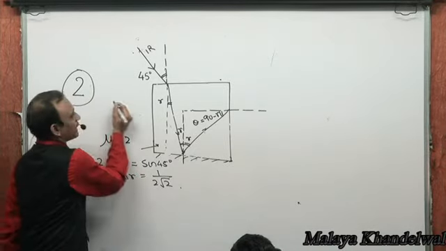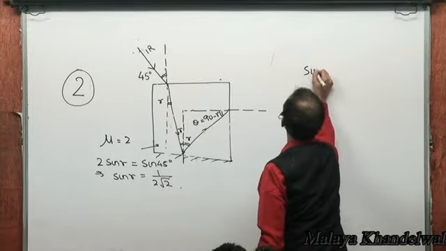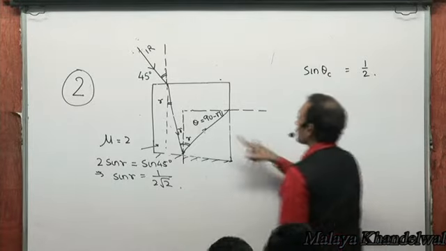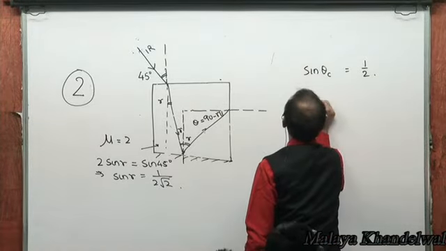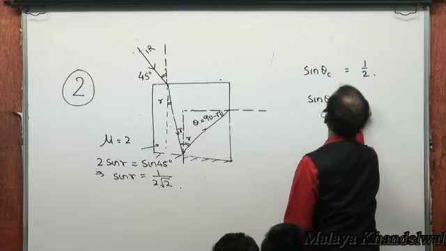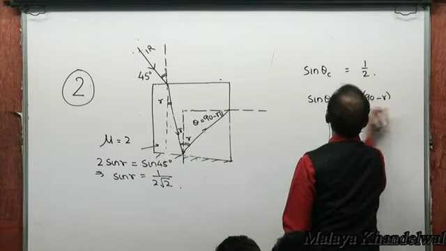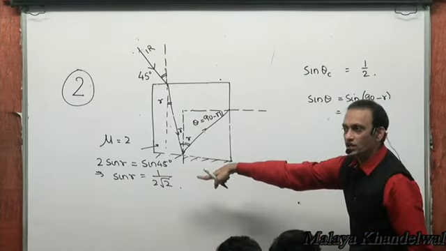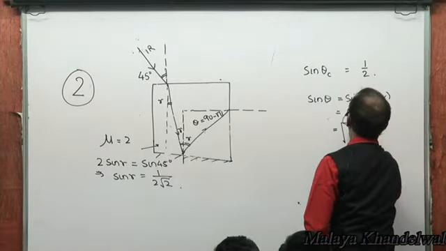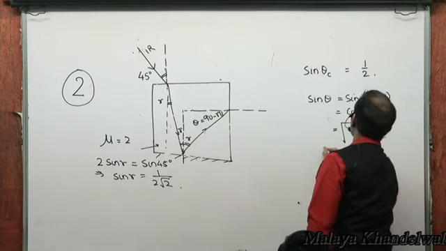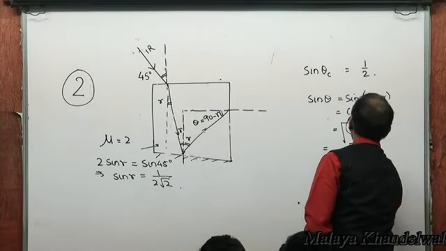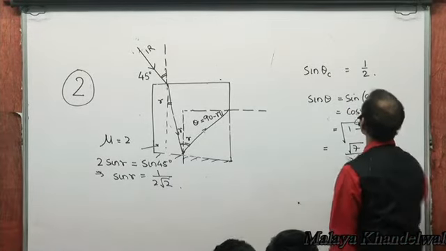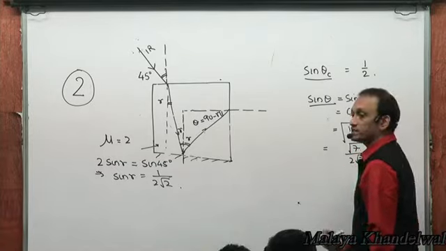So what is the critical angle for this pair of media? Sine theta c is 1 by mu, which is half. What is sine theta here? Sine theta is sine of 90 minus r, which is cos r. Cos r is root of 1 minus sine square r. So root of 1 minus 1 by 8, which is root 7 by 2 root 2. Now, I just need to see whether sine theta is more or sine theta c is more, right?